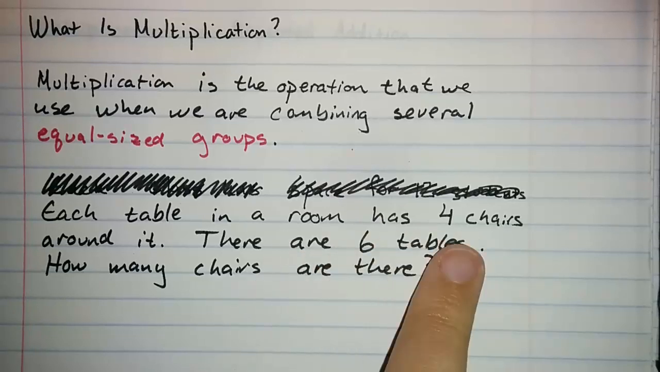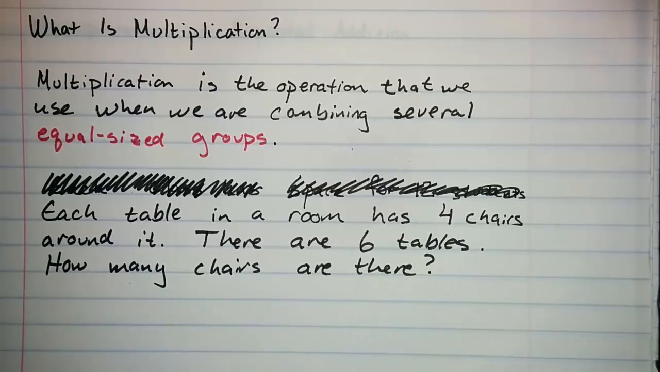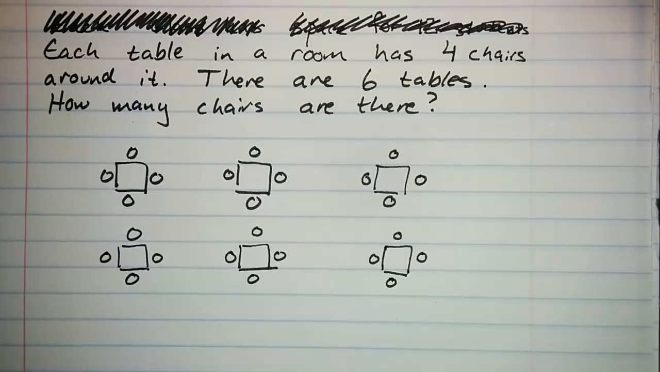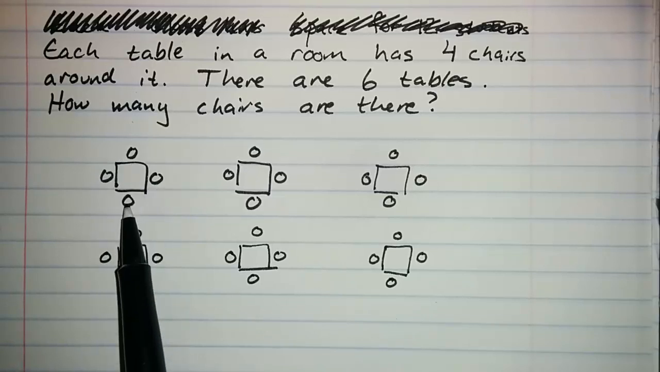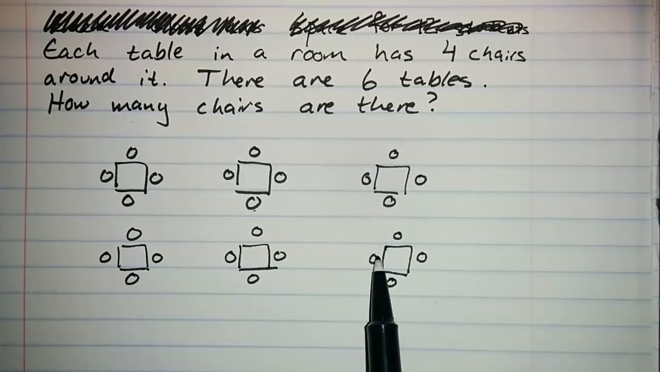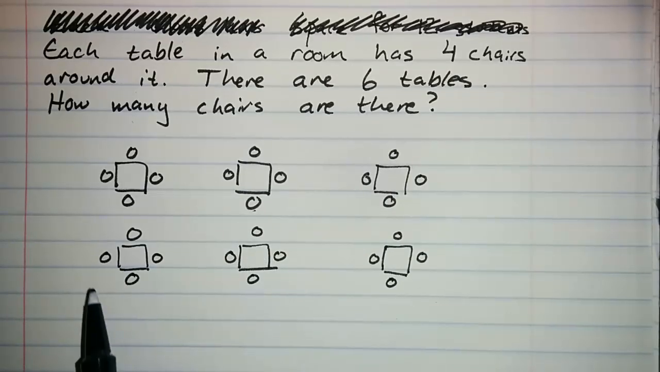Suppose we're in a room where every table has 4 chairs around it, and there are 6 tables. How many chairs are there? Well, there are 6 tables, right? And around each table there are 4 chairs. And so we count, and there are 1, 2, 3, 4, 5, 6, 7, 8, 9, 10, 11, 12, 13, 14, 15, 16, 17, 18, 19, 20, 21, 22, 23, 24 chairs.